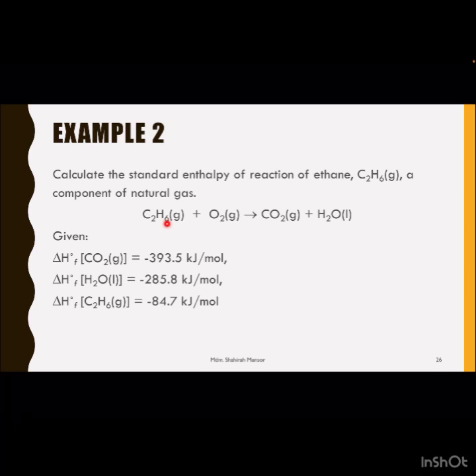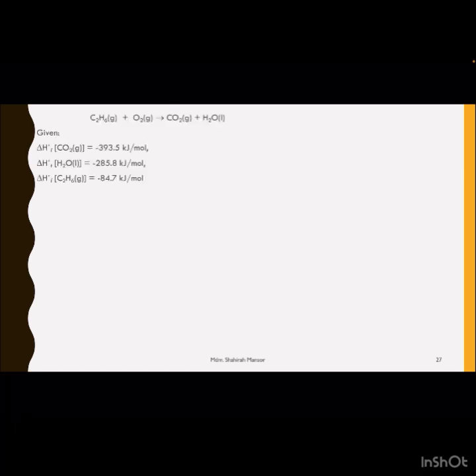Now, in this question, the main question is you are going to find the standard enthalpy of reaction, meaning that you are going to find enthalpy for this whole reaction. So, what you can do with the information given in the question is, first of all, you have to check the chemical equation. Before you start doing any calculation, please make sure this is balanced. You must make sure the equation is fully balanced. So in this chemical equation, we can have 2 for carbon dioxide, 3 for water, and 7/2 for oxygen.